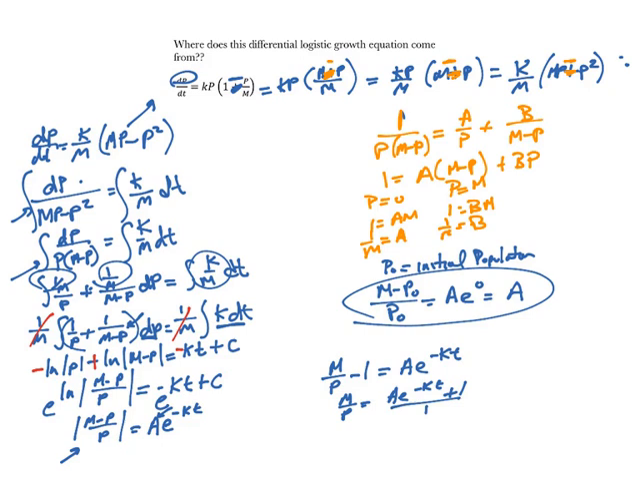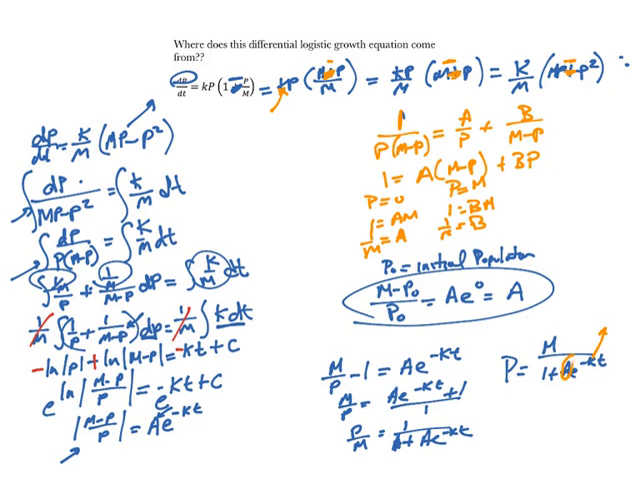It doesn't matter whether they're both on top or both on bottom. So I'm going to flip both sides. I'm going to say that's p over m equals 1 over a, actually I'm going to rewrite it as 1 plus a e to the negative kt. And now I'm going to multiply by m, and so my population equation is m over 1 plus a e to the negative kt. So you'll notice that the k comes from the differential logistic equation.